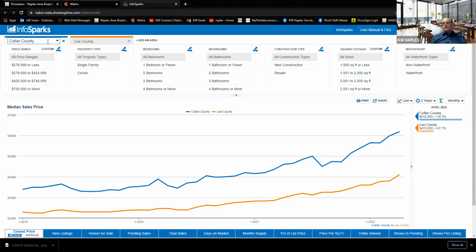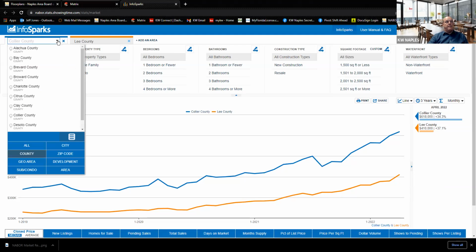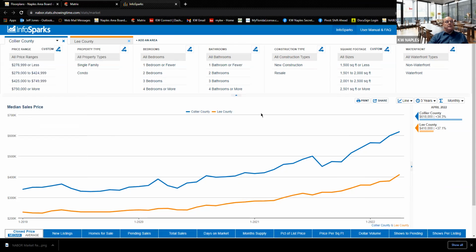And the board teaches a class on this, and it's pretty neat because you can do your own stats. You can do it by geo area, zip code, development. You can go in and look at a particular development versus another development. So it's very powerful and very useful, I think, to be able to compare what's going on.